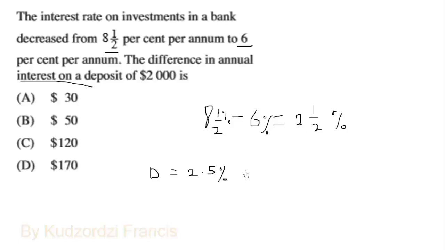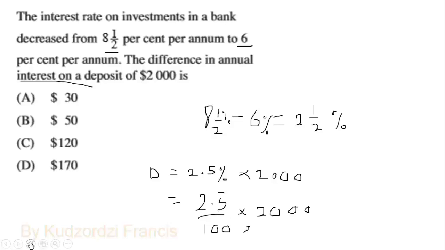So 2.5% times 2000. 2.5% means 2.5 over 100, times 2000. We can cancel this, and we are left with 20. So 20 times 2.5, let me go step by step. I don't want to skip. This will cancel this and give us 20. 2.5 times 20 will give us 50. So this will be equal to $50. This is the correct answer.